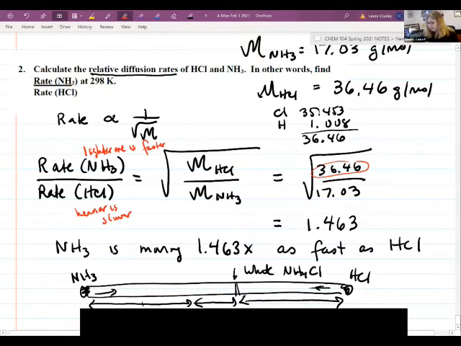If I had done it the other way, it's perfectly fine. You would just take the reciprocal of this. It would end up 0.683. And then you would say, okay, HCl is moving 0.683 times as fast as NH3. So it really doesn't matter which way you do it. You just have to know how to interpret it.